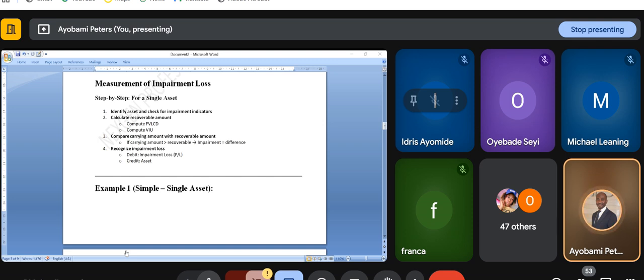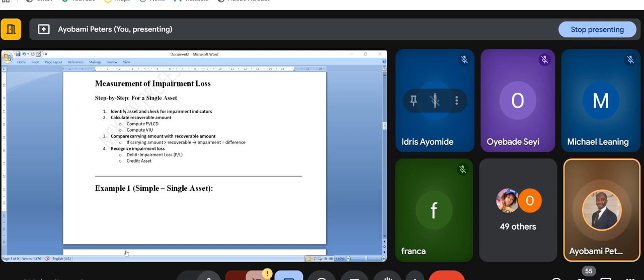So we have the single assets, and we have the cash generating unit asset, and their treatment differs. I mean, it's the same process, but their treatment differs. For the single asset, it's very easy. The first thing is to test for impairment. Once you note that there is an indicator of impairment, go ahead and test for impairment. Number two, you calculate the recoverable value. I told you that is fair value less cost to sell, and value in use. Whichever is higher between the two becomes your recoverable value.